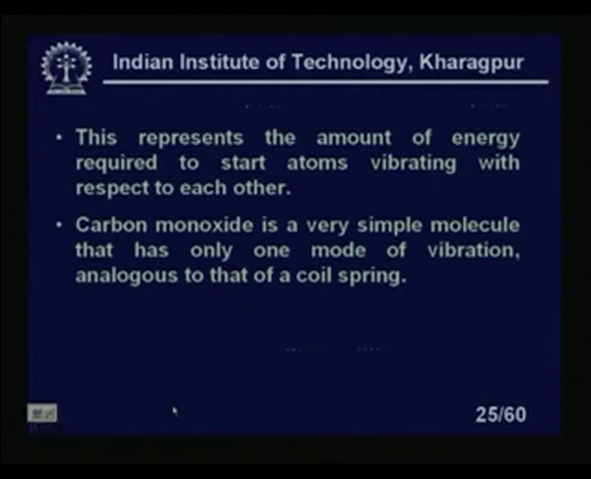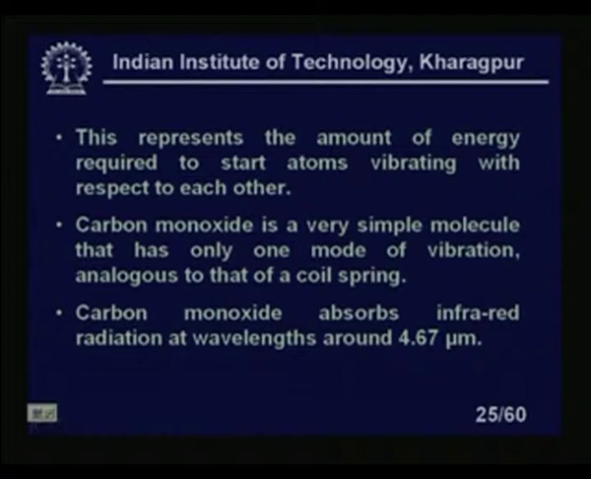This represents the amount of energy required to start atoms vibrating with respect to each other, right. And carbon monoxide is a very simple molecule that has only one mode of vibration, analogous to that of a coil spring, like this one. A wound coil spring will vibrate like this. It will go to the displaced positions and come back to the same bond again, releasing the light energy.